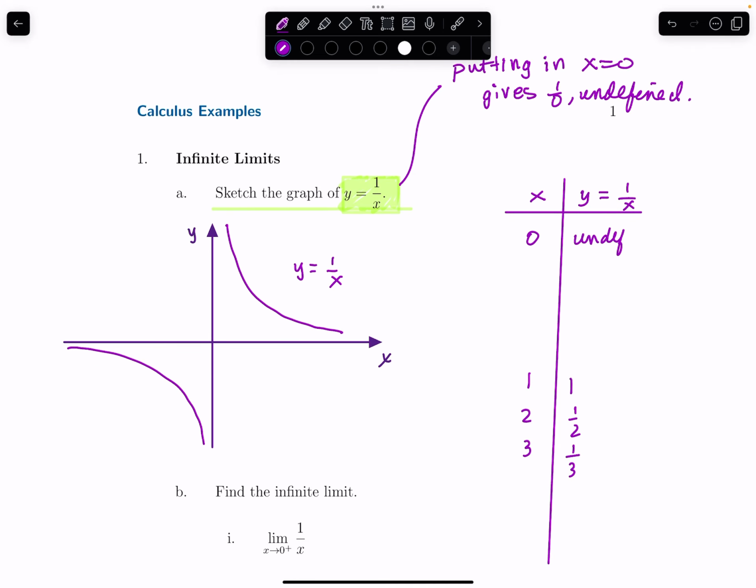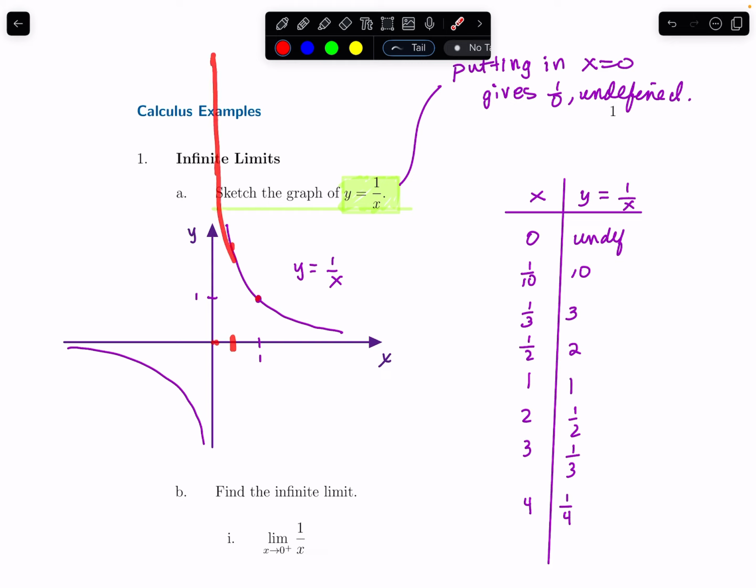The reciprocal of 4 is 1/4. Now, if I make numbers closer to 0, like 1/2, the reciprocal of 1/2 is 2. The reciprocal of 1/3 is 3. Maybe let's go to 1/10. The reciprocal of 1/10 is 10. So we can see that when x is 1, y is 1. But when x is 1/2, y is 2; 1/3, 3; 1/4, 4. So really it just goes way up. On the other hand, the reciprocal of 2 is 1/2, of 3 is 1/3.